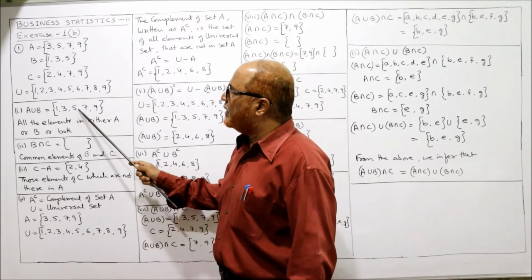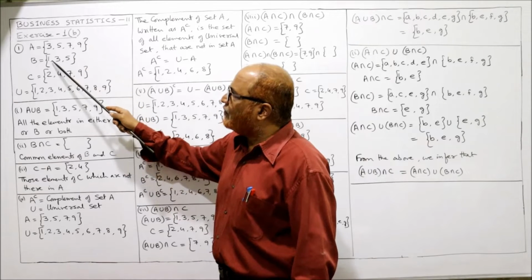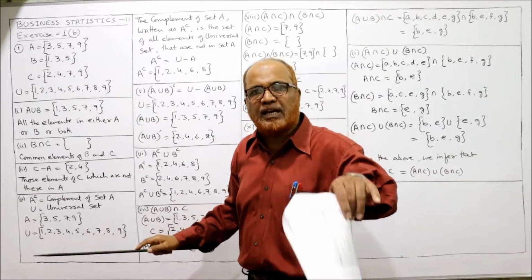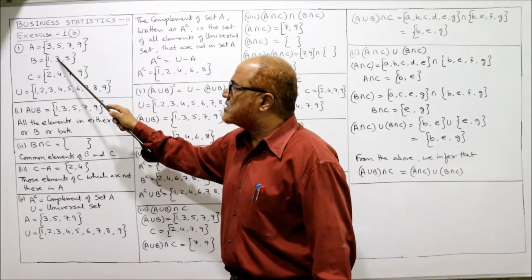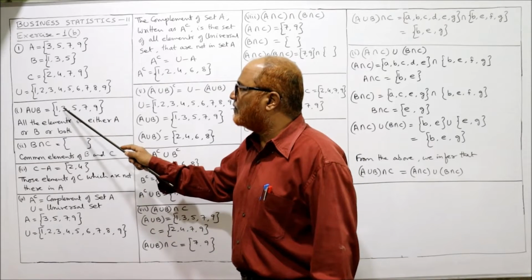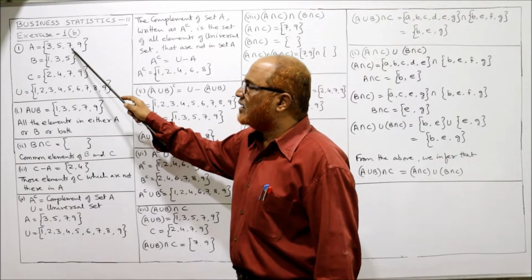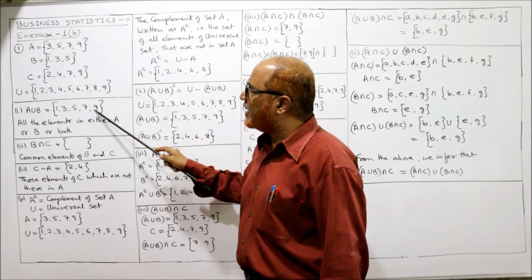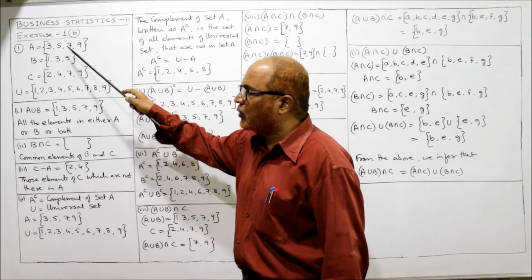Now we consider A union B. In set A we have 3, 5, 7, 9. In set B we have 1, 3, 5. So 1 is there in set B. We don't have 1 in A, but we take it into account because we require all the elements, whether in A or B or both. So we take 1. 3 is there in both the sets; we should not take it twice, only once. Then 5 occurs in both the sets, but we take only one. Then 7 is there in set A; we take 7. Then 9. So 1, 3, 5, 7, 9. These are all the elements which are there either in A or in B or in both.